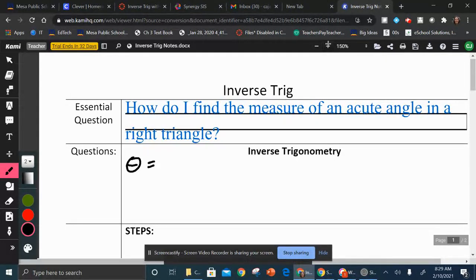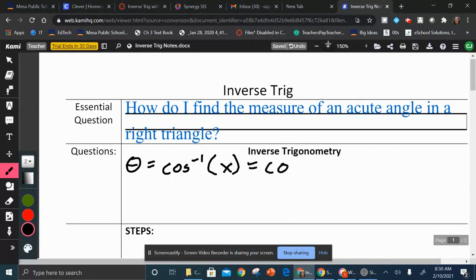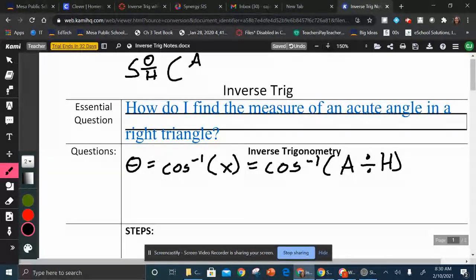So theta, so we're finding the angle, is going to be cosine to the -1, so inverse cosine, which is equal to cosine -1. Remember, that's going to be adjacent divided by the hypotenuse. I should have written this up here. I'm going to write this on every page, everybody, or a SOHCAHTOA.